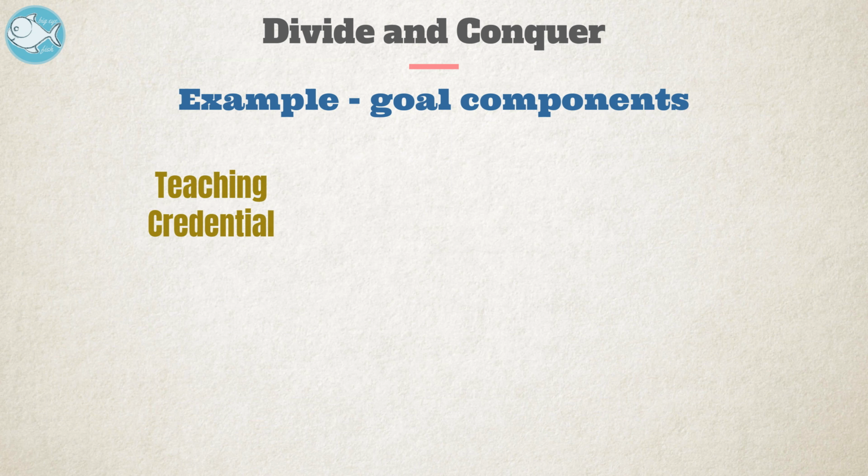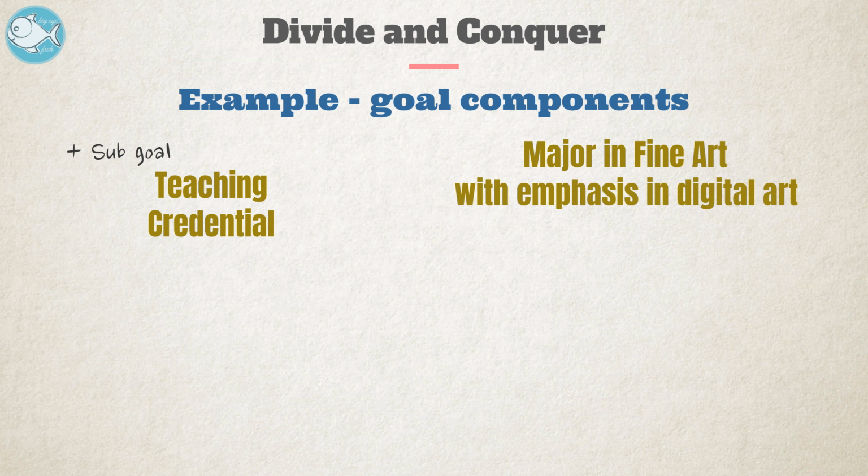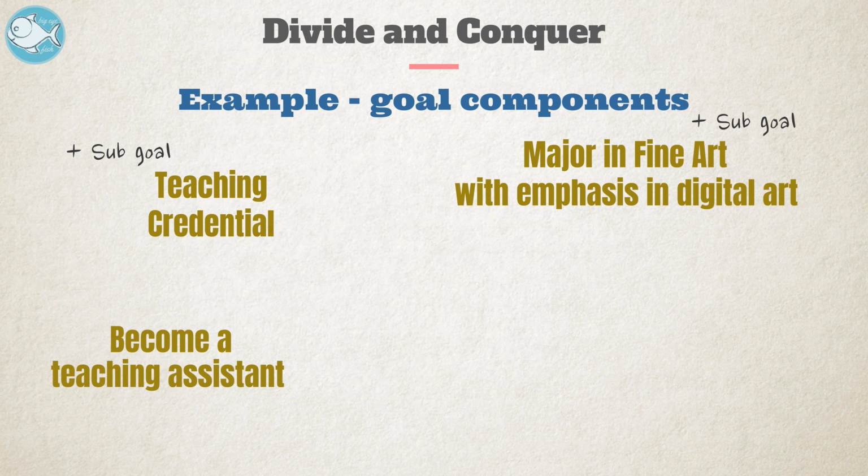To teach art, I need to be proficient in art, so I will target to major in fine art in college. And to make it a bit more specific, I will major in fine art with emphasis in digital art. It would be nice to have some teaching experience beforehand, so I will aim to get a teaching assistant job while studying at college. And it makes sense to work outside of the campus for some sort of internship as well. There go 2 more sub-goals.